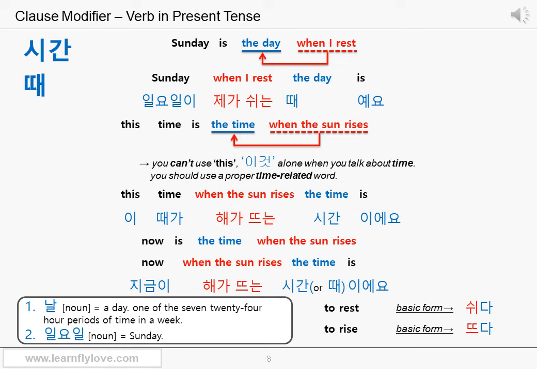To wrap up, you can use any time-related noun as a modified noun, but for now, it is just okay to use 때 or 시간. So when you want to say "time," you can use 시간. Otherwise, you just use 때. 시간 and 때 can be used interchangeably anyway. People will not fail to understand what you are talking about.